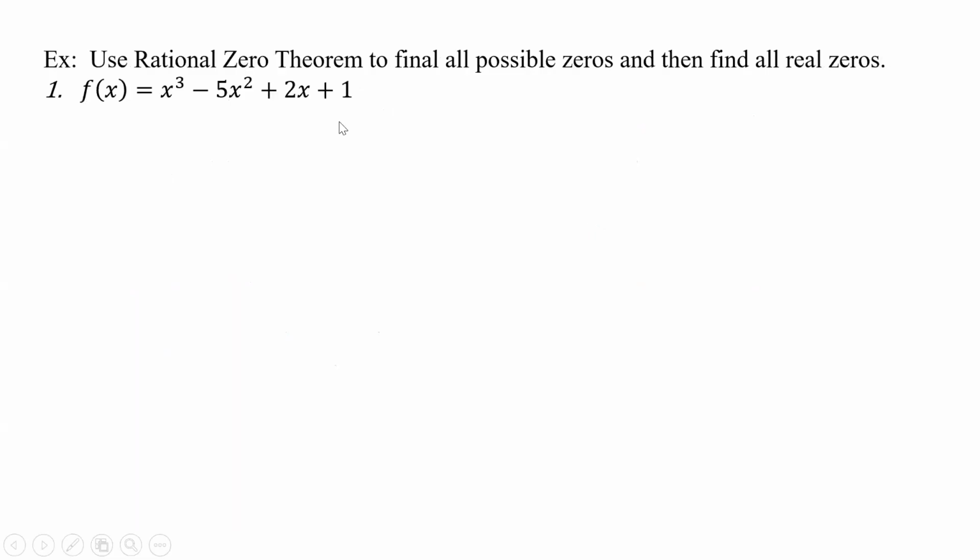All right, so let's see here. This one, we're supposed to use the rational zero theorem to find all possible zeros. And then we're actually supposed to find which one of those possible zeros is the real zero.